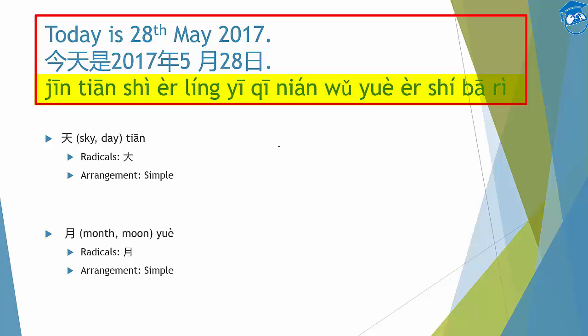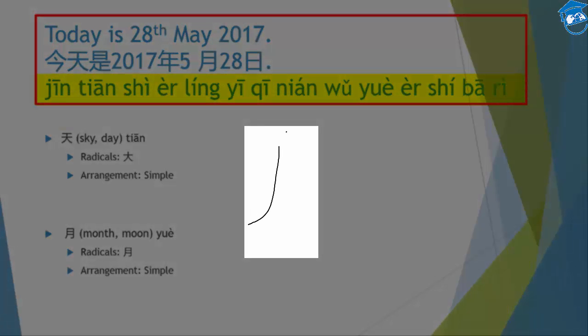It is similar to how you write 朋, which is friend. But now I will show you again. 1 2 3 4 月.